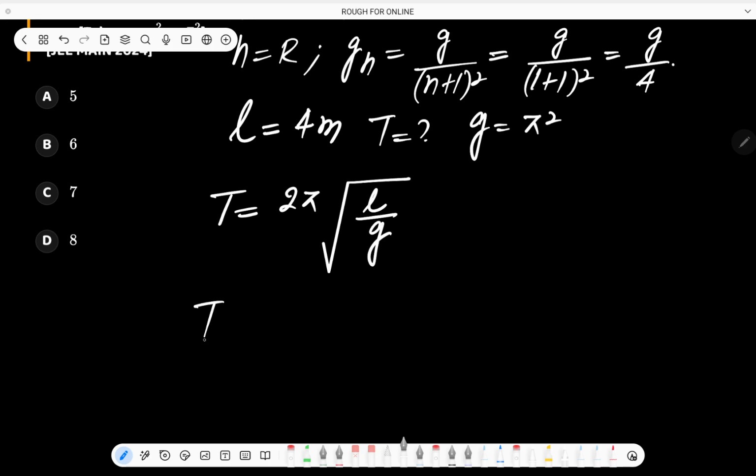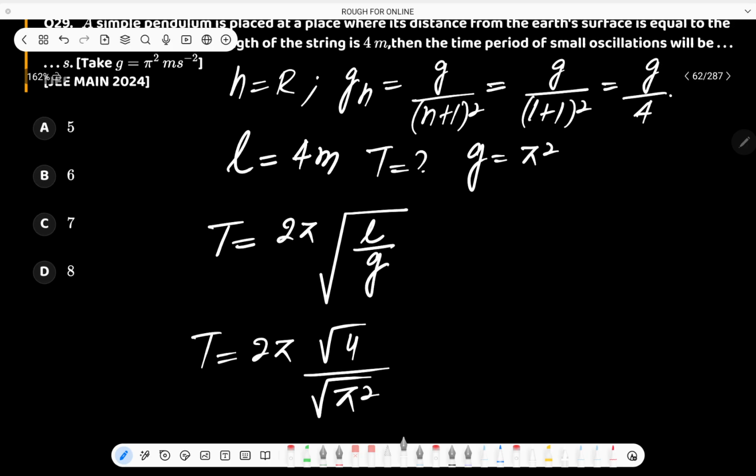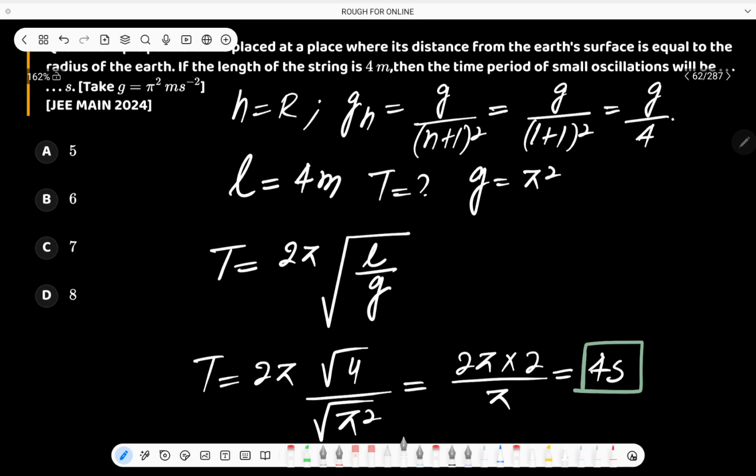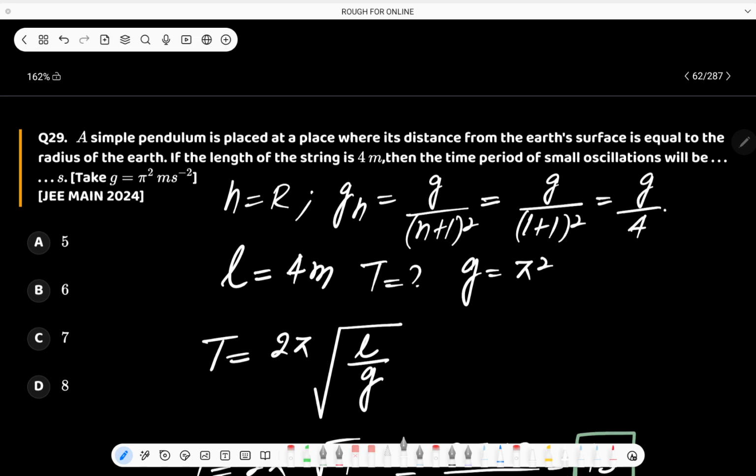Okay, so the time period will be 2 pi into root of 4 divided by root of g, which is given as pi square. It will be something like this, 2 pi multiplied by 2 divided by pi. Pi and pi will cancel, 2 into 2 is 4 seconds. So this is the answer to this question, it is 4 seconds. All right, my dear students, so the answer is 4 seconds, but here we don't have any option.